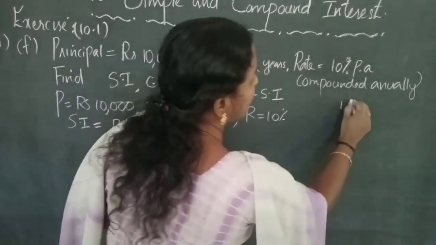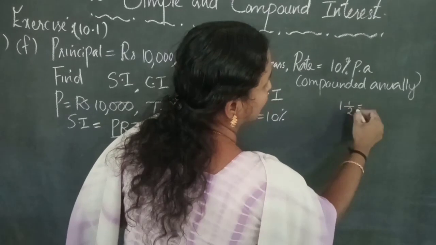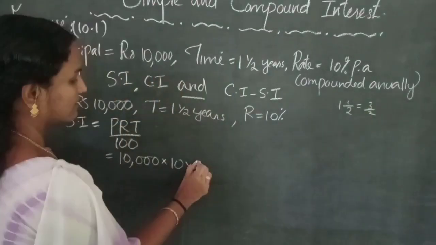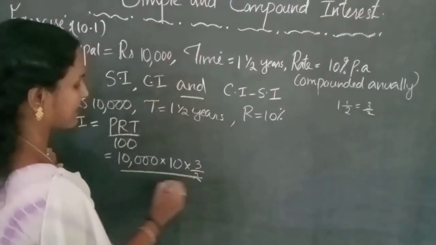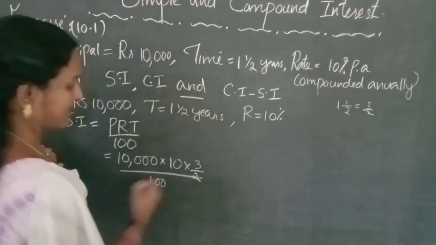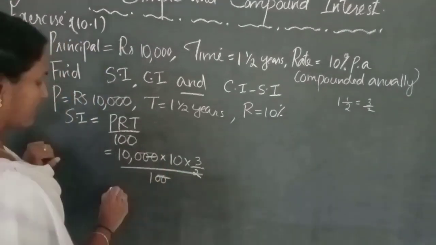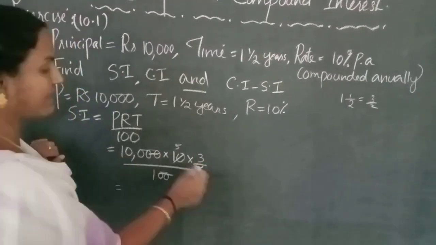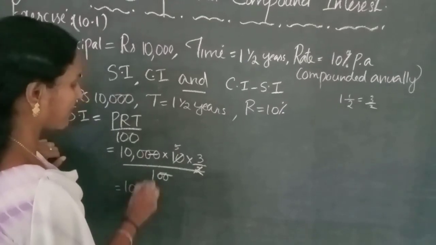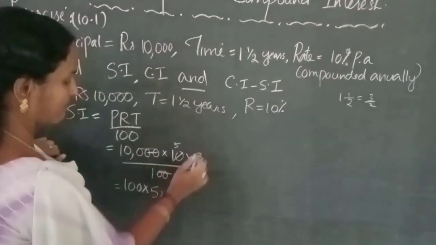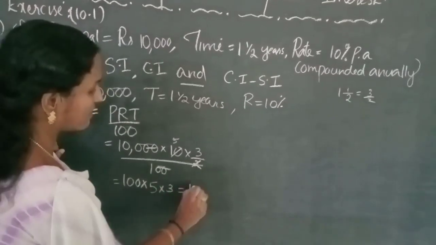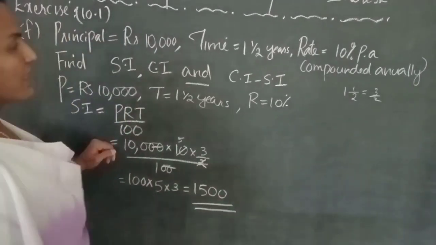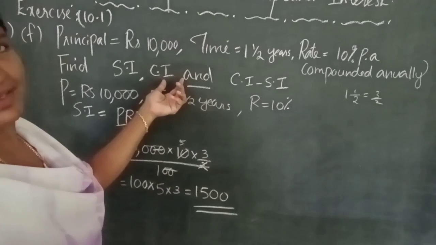1.5 means 1 1/2. So it's a mixed fraction. So 1 1/2 as an improper fraction: 1 into 2 plus 1, so 3/2. 3/2 divided by 100. Here 2 and 0 cancel. Here 2 and 10 cancel, 5. 2 5s are 10. So 100 into 5 into 3. 5 3s are 15. So 1,500. Next you have to find compound interest CI.